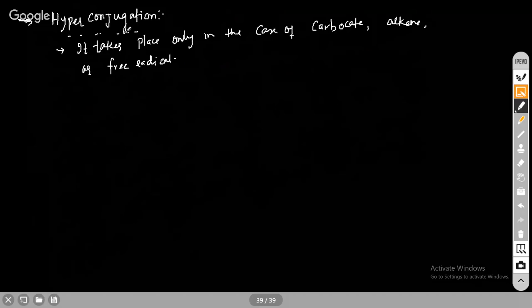For Rajinagar students, you may get confused with this. What is free radical and all? So don't get confused with all this. Just write it down. When I discuss this in the class, you will understand this. Okay. This is not important now. I'm just giving you the information here. So carbocation, alkene, and free radical.